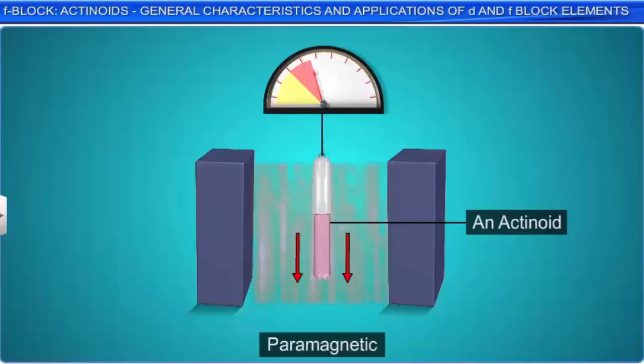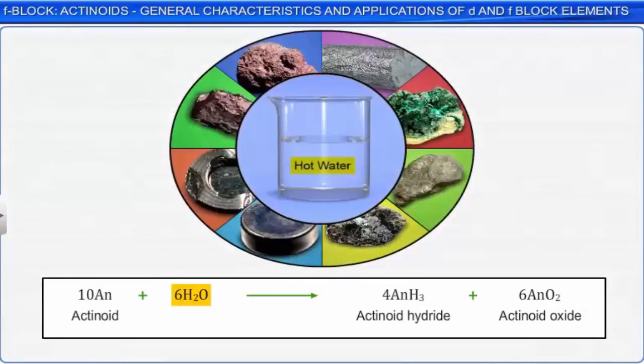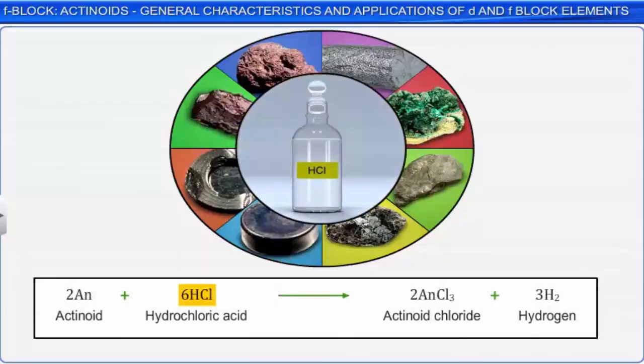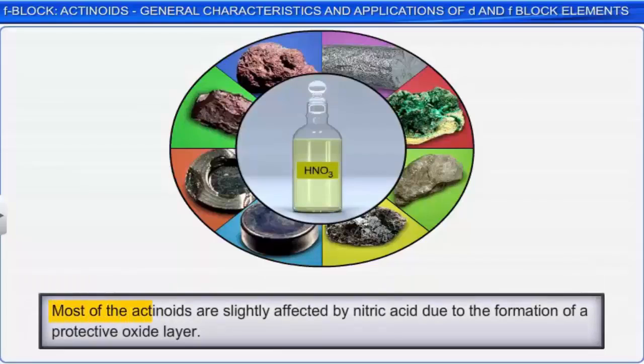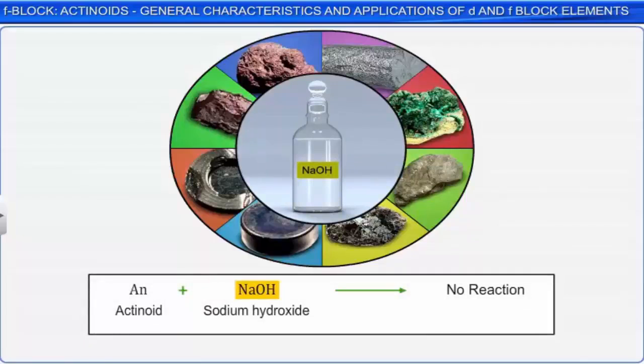The important chemical properties of the actinoids include: they react with hot water to give a mixture of an oxide and a hydride. They react readily with HCl, but their reaction with other acids is slower than expected. Most of them are slightly affected by nitric acid due to the formation of a protective oxide layer. They are basic and do not react with sodium hydroxide. They react with oxygen, the halogens, and with hydrogen.